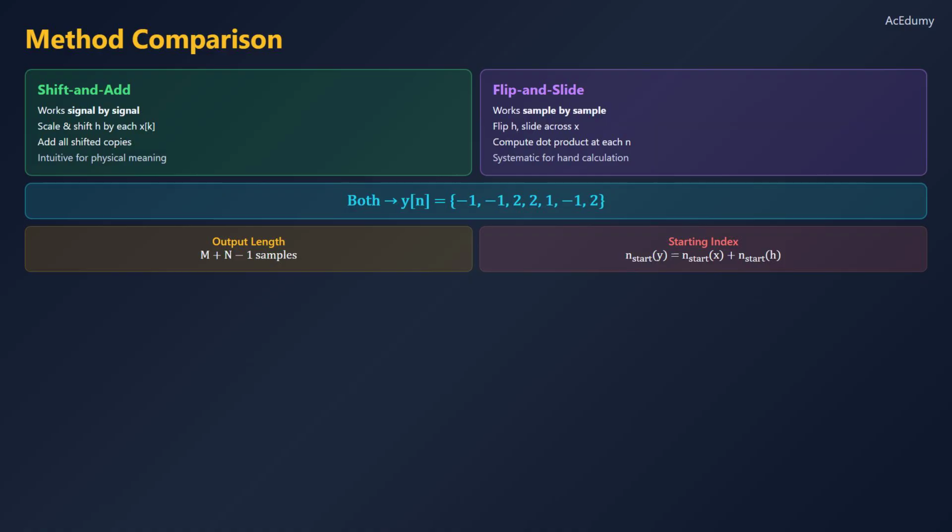The key properties to remember. The output length is always m plus n minus 1, and the starting index of y equals the sum of the starting indices of x and h.